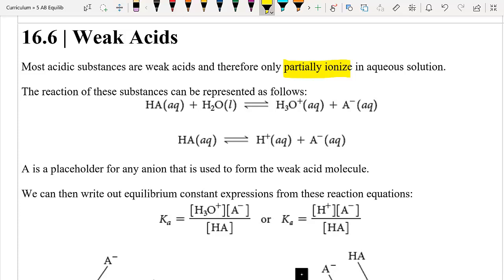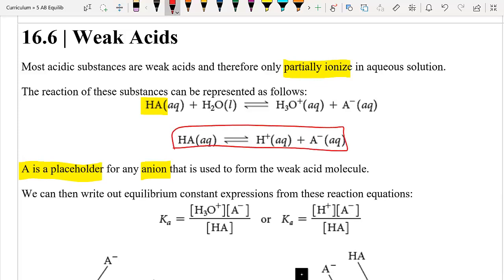So for the reaction of these substances, you're going to see we have our molecule, the acid, right here. It's important to get that A acts as a placeholder here. It's supposed to just represent any ion that would be used to pair up with hydrogen to make that acid. So we have our full form up here making hydronium. We'll generally focus more on this form of the reaction just because it's a little bit simpler. We leave out water because the water itself is not a significant participant here. It's the ions that matter.